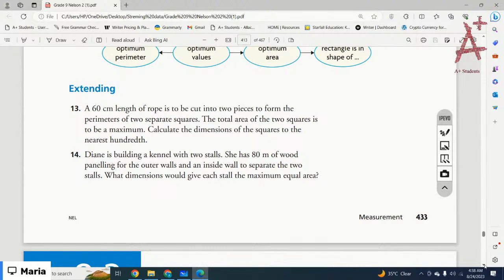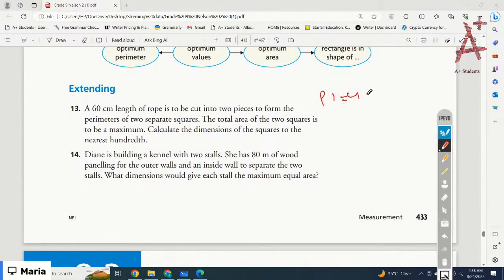Okay, so you have to suppose the side length of the small square, right? That would be 0.01. So you have to calculate the area of two squares. It would be 4 times 0.01, that is 0.04. So the length is 60 centimeters, right? Then the perimeter is 60 minus 0.04, that would be 59.96.